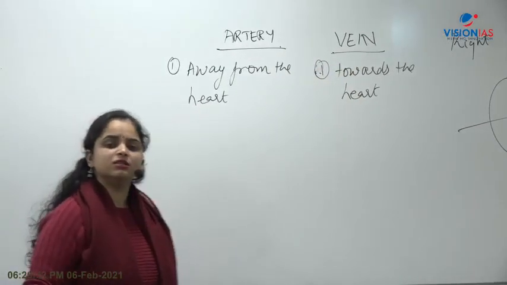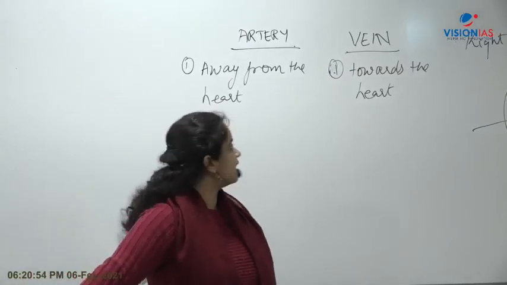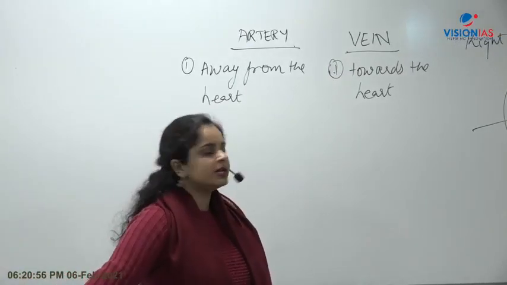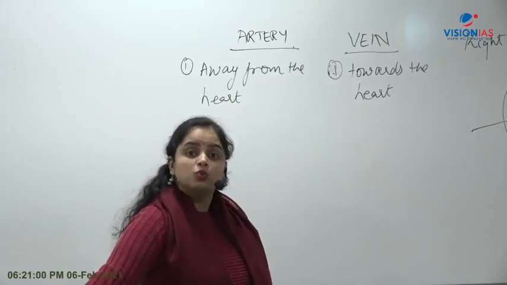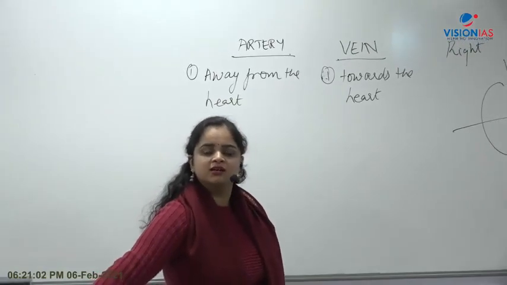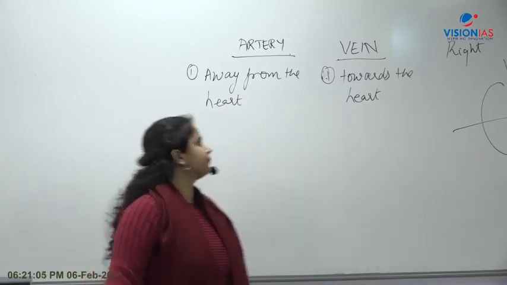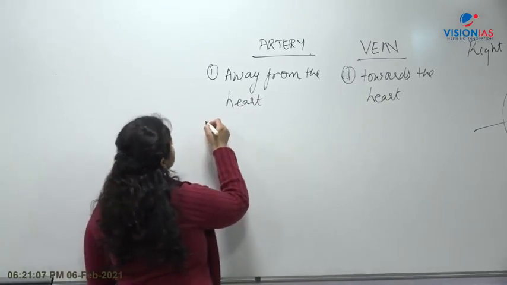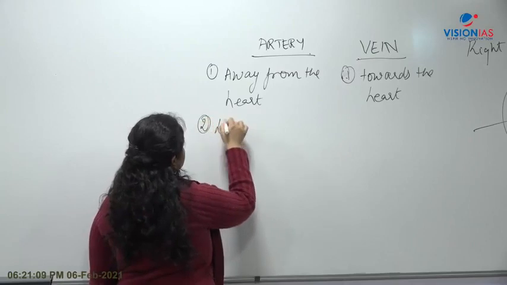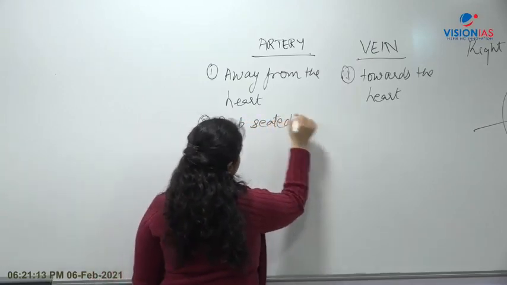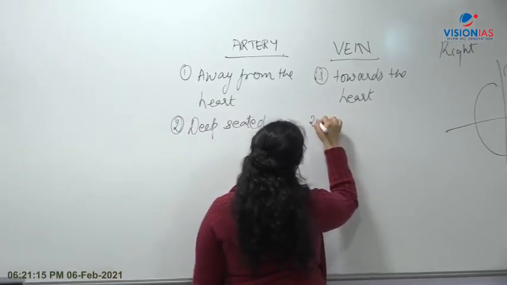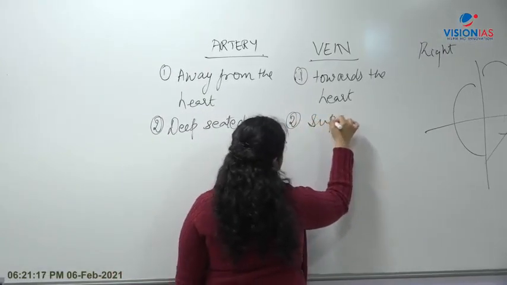Any blood vessel which is taking blood away from the heart, we're going to say that is the artery, and any blood vessel which is bringing blood towards the heart, we're going to call it the vein. Okay. Most of your arteries are deep-seated and the veins are superficial.